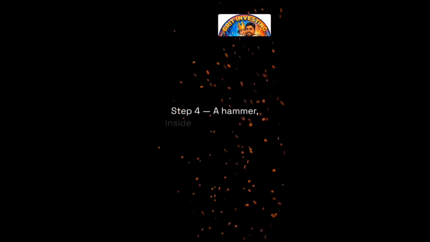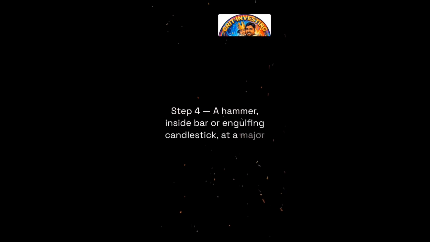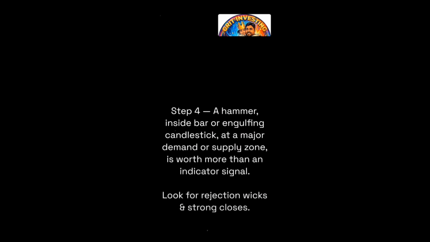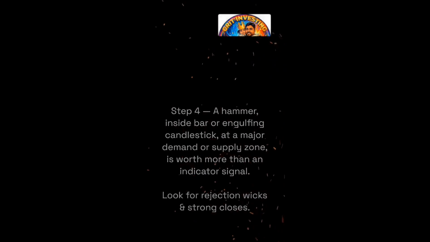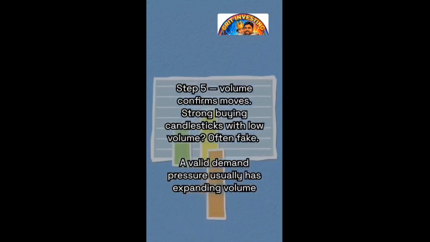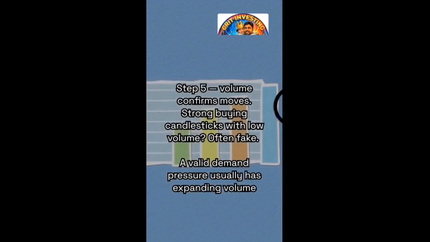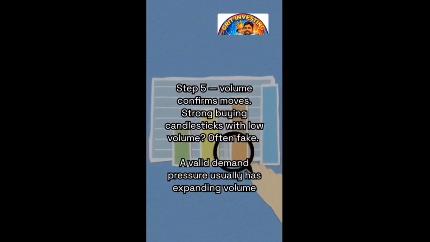Step 4, a hammer, inside bar or engulfing candlestick, at a major demand or supply zone, is worth more than an indicator signal. Look for rejection wicks and strong closes. Step 5, volume confirms moves. Strong buying candlesticks with low volume? Often fake. A valid demand pressure usually has expanding volume.